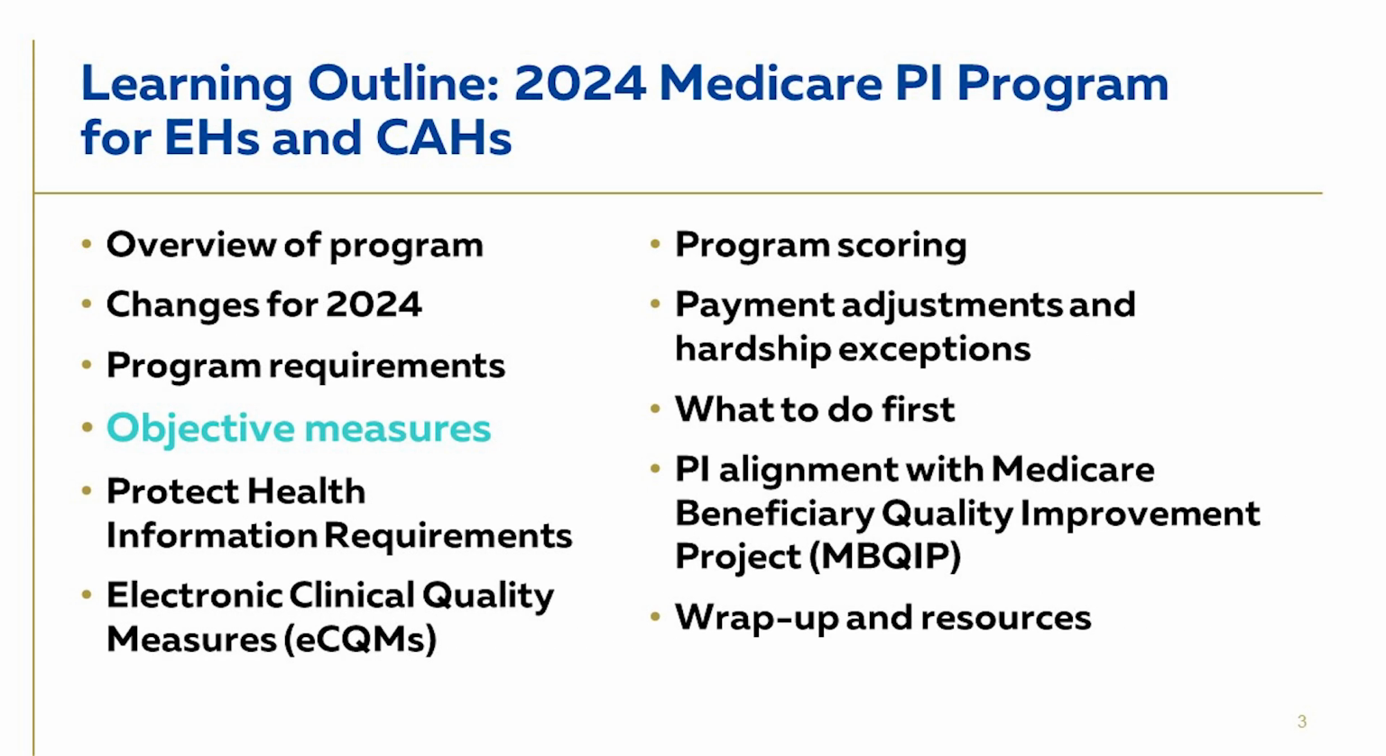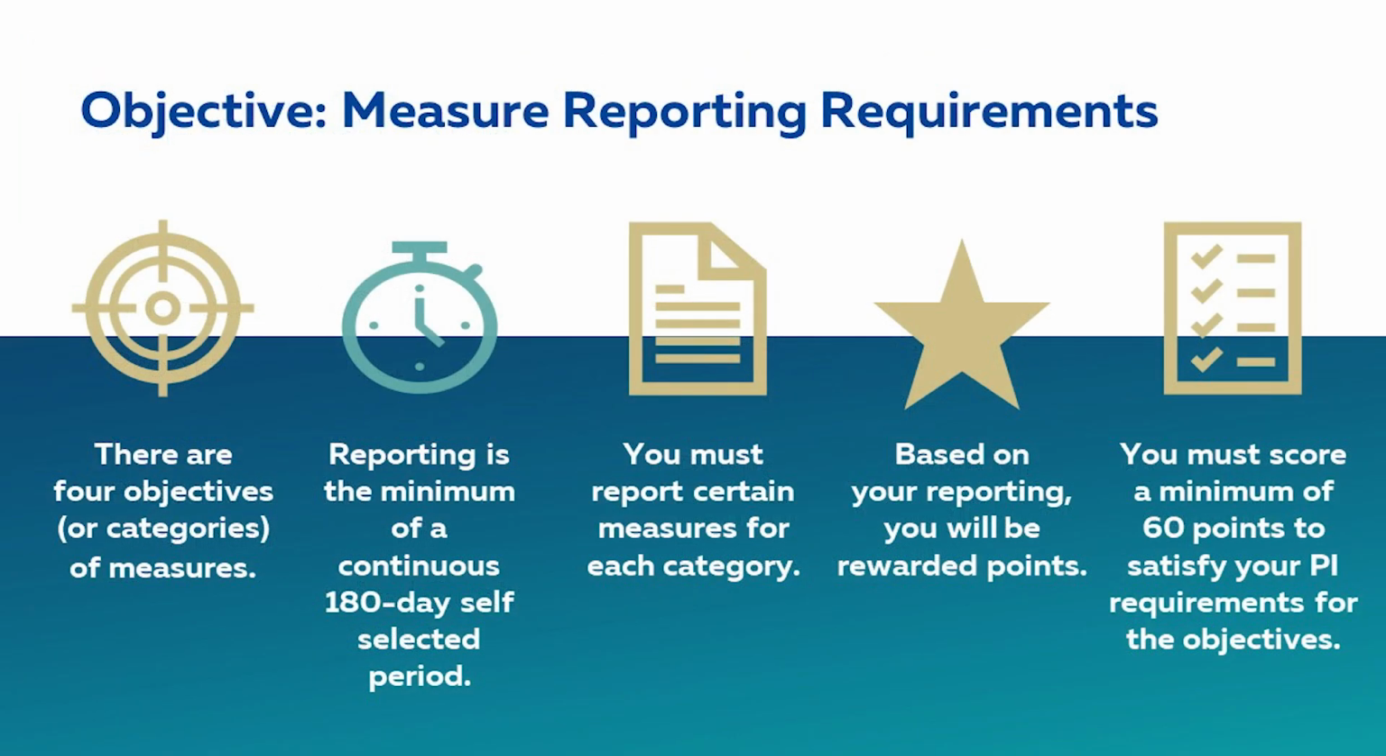This segment will provide more detailed information on the requirements for the objectives and their associated measures. There are 4 objectives, each with their own measures, options, and scores. From these 4 objectives, you must report a minimum of 60 points. A reminder that the reporting timeframe is now a minimum timeframe of 180 continuous days that is a self-selected timeframe. You need to have everything ready by July 4th, 2024 for objective measures at the latest to meet this measure.